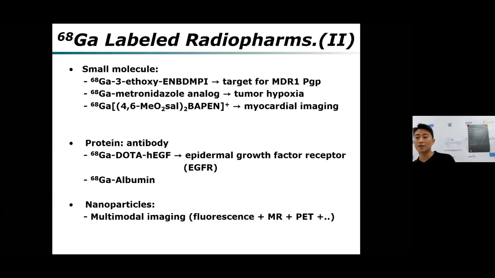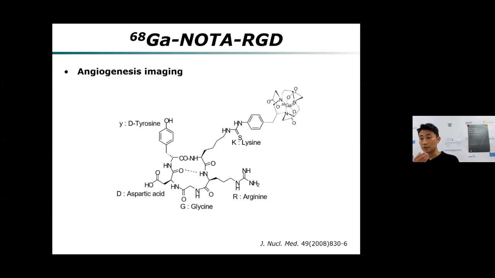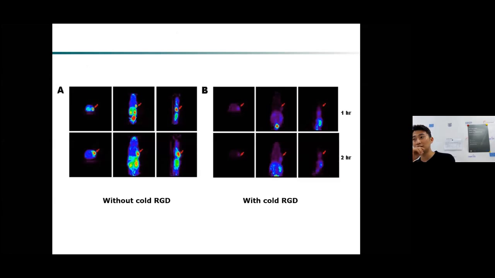simultaneously, showing both a diagnostic tool and a therapeutic tool. This is an example of NOTA RGD for labeling with 68 gallium. It showed successful angiogenesis imaging. You can see clear uptake in the tumor lesion after injection of the RGD labeled 68 gallium. And this is a blocking study adding cold RGD, the blocking agent. It showed only faint uptake in the tumor site.